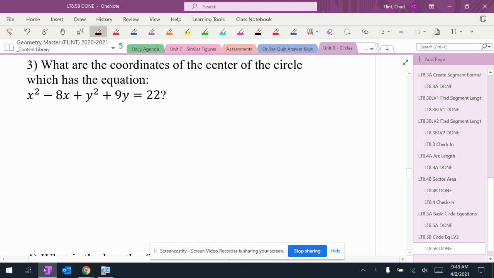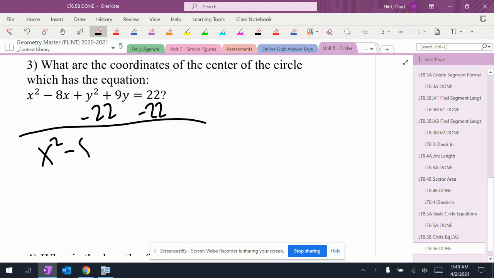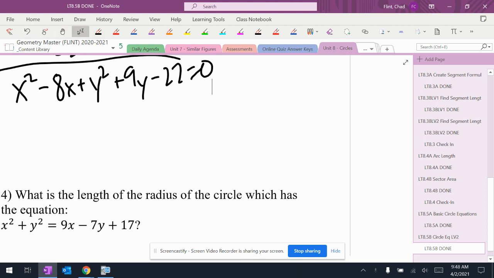So again, we've got a problem here where they decided to not have everything on the same side of the equals, because then why not? So x squared minus 8x plus y squared plus 9y minus 22 equals 0. Now it's equal to 0. Now I can actually do the question.